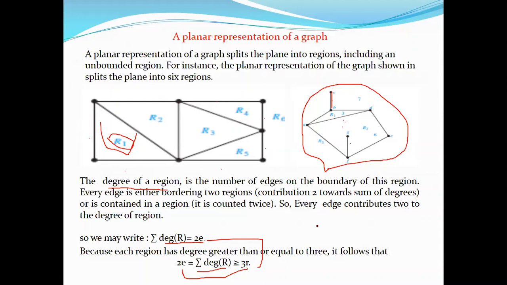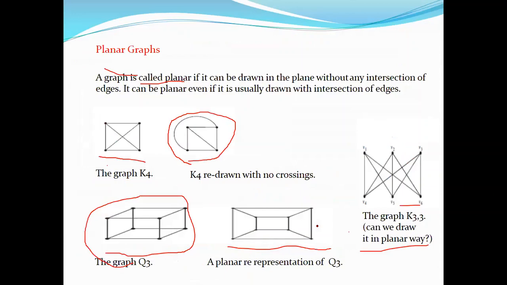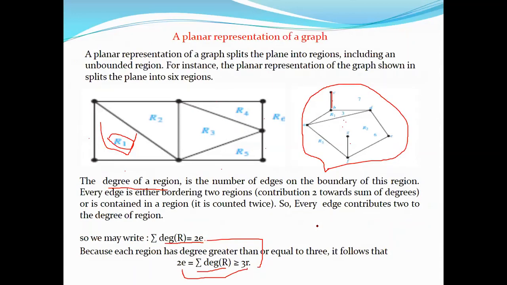Up to here, there are two conclusions. First, what is the meaning of a planar graph? A planar graph is one which can be drawn without intersection or crossover of edges. And the next is the relationship between the sum of degrees of regions and the number of edges: 2e is greater than or equal to 3r.